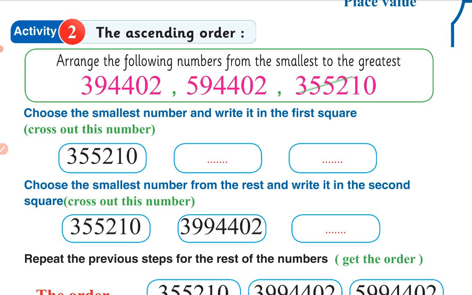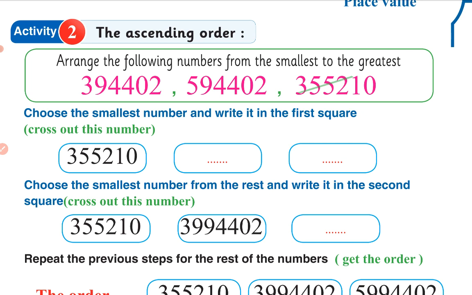Now, ascending order. To arrange in ascending order, start from the smallest to the greatest. Start from the smallest to the greatest.